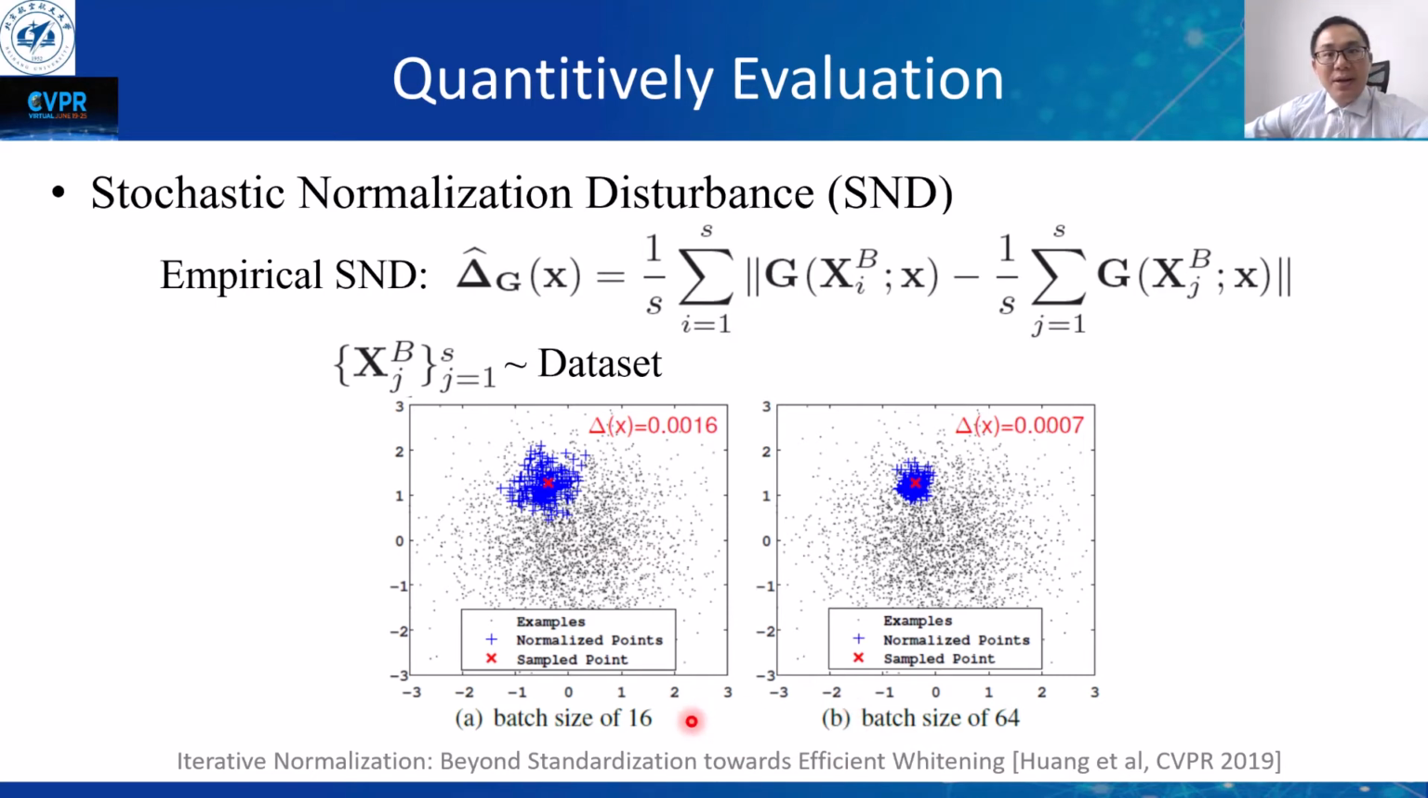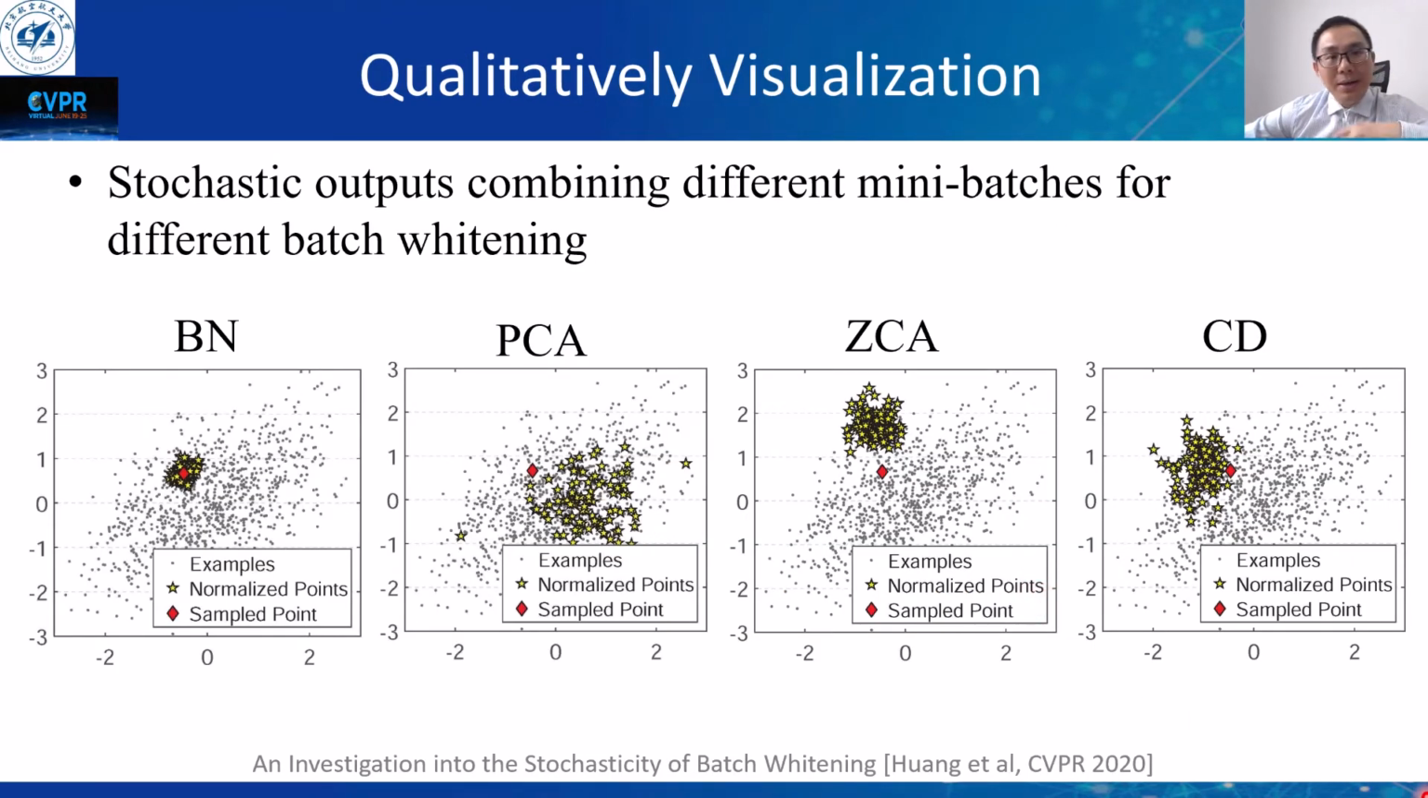We can find that small batch size has a noisier distribution and larger SND, while large batch size has a more compact distribution and smaller SND. It is also interesting to investigate the stochasticity of different normalization operations. Here, we show how the normalized output of one sample changes when combined with a different sample set Xb, by performing batch normalization, PCA whitening, ZCA whitening, and CD whitening.